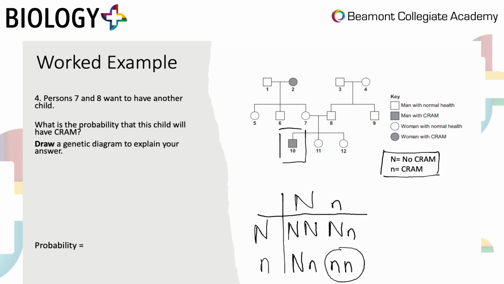Double recessive will be a child with cram. That's 1 out of 4, so the probability is 0.25.